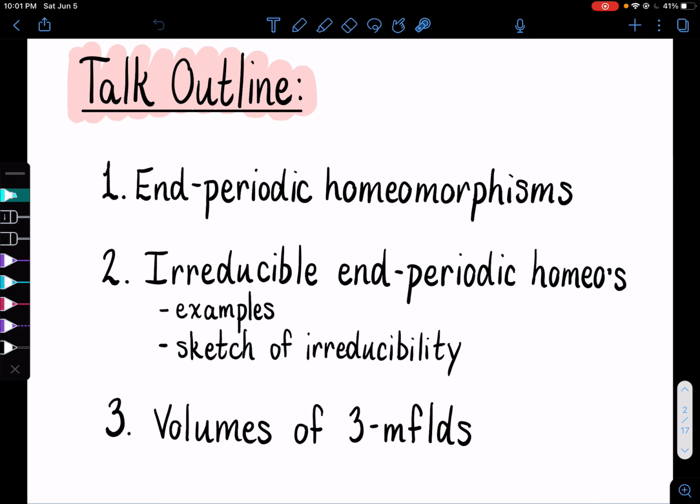So the outline of this talk is as follows. I'll start by reviewing very briefly the definition of n-periodic homeomorphisms. I'm going to introduce a notion of irreducibility. I'll give some examples, and I'll sketch the proof that the examples are irreducible. And then in the final part of the talk, we'll focus our attention on volumes of 3 manifolds and make some connections between the dynamics of surface homeomorphisms and the geometry of 3 manifolds.